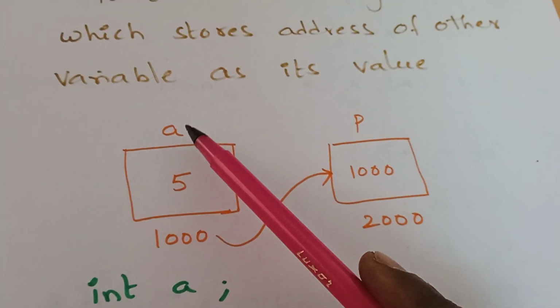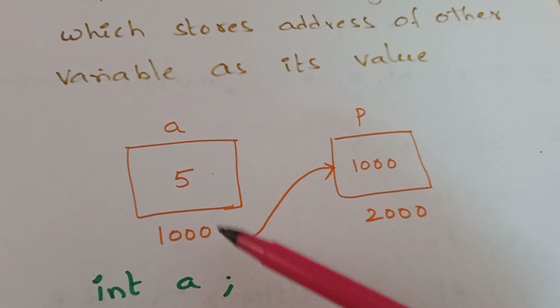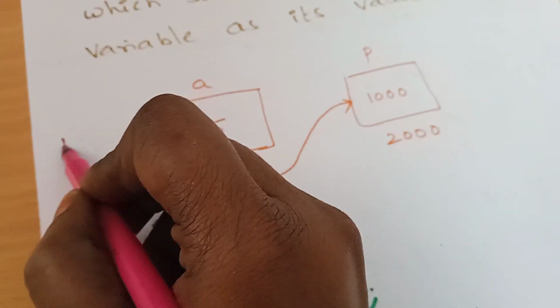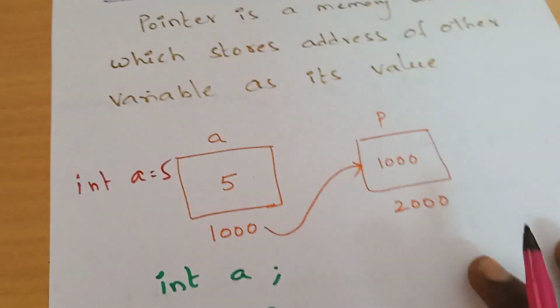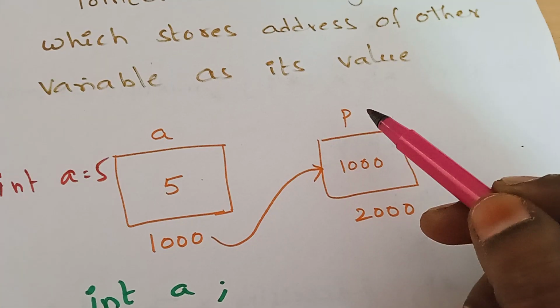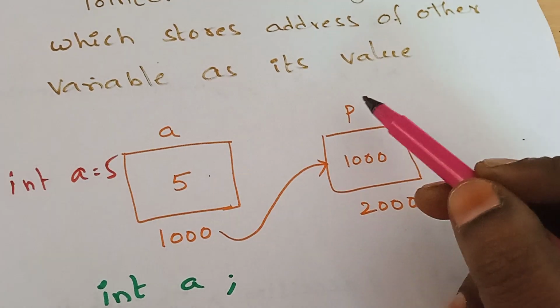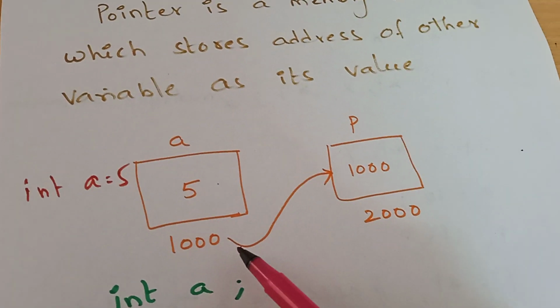Now let's see, a is my normal variable, 5 is the value in the variable, and 1000 is its address. In a program we can write int a = 5. Now look at this, p is my pointer variable. When can it be called a pointer? When it can hold the address of another variable.